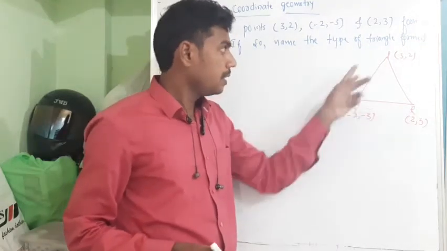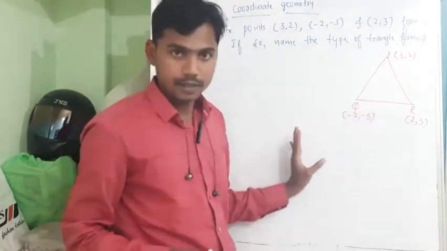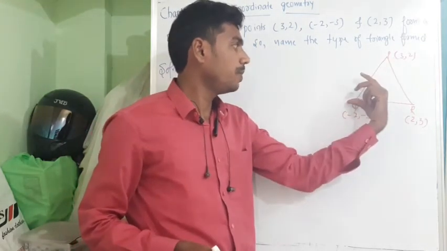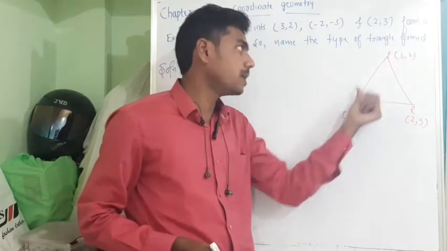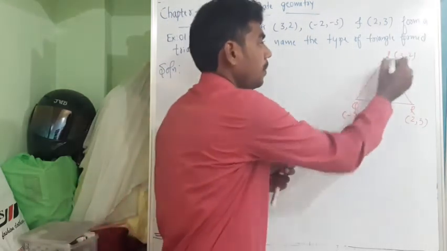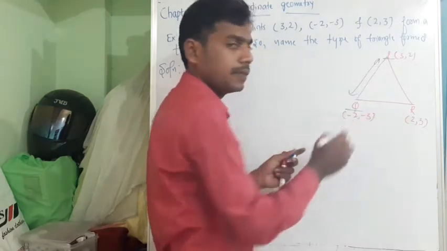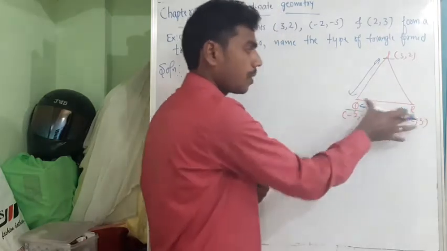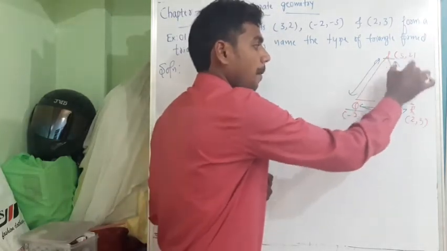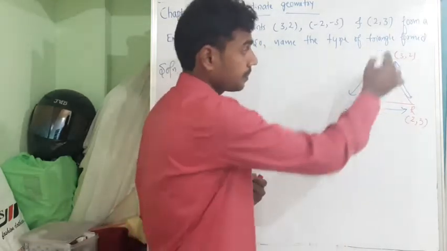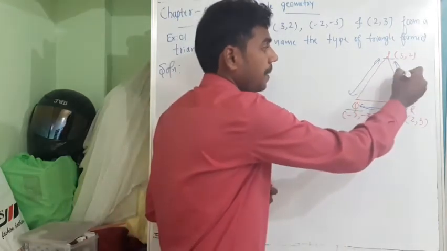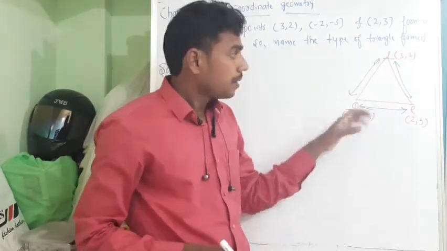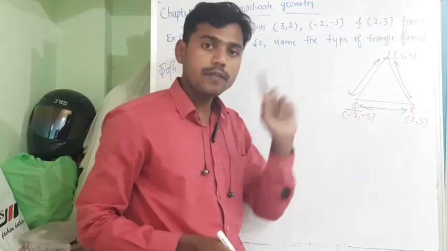If I want to say these coordinate points are forming a triangle, what should I do? I need to find the distance between these points. If I find the distance between P and Q, I'll get the length of PQ. Then if I find the distance between Q and R, I'll get the length of QR. If I find the distance between P and R, I'll get the length of PR. Fine. After finding the lengths, what do we need to do?